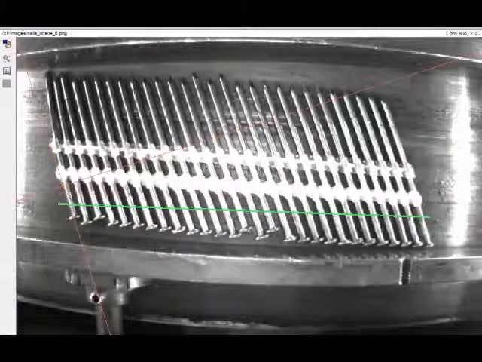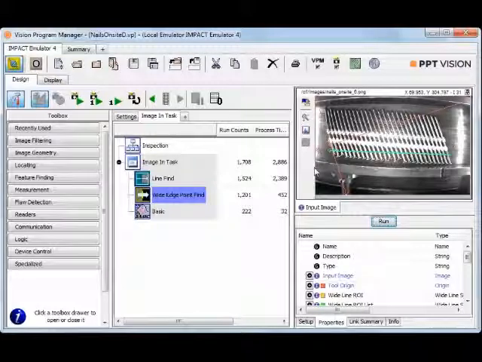In general, though, I would say this is a very promising application. We're very good on counting the nails. With the right lensing and lighting, I'm very confident we can also check for the alignment.